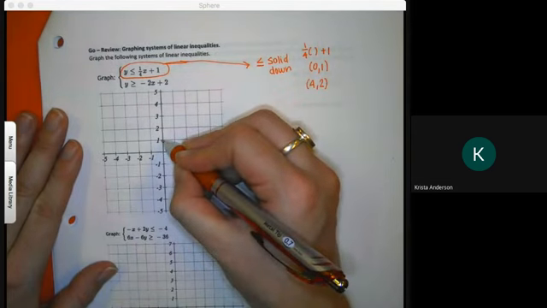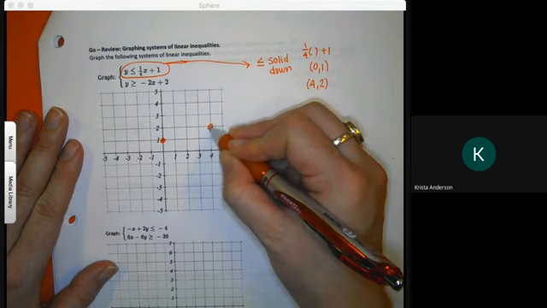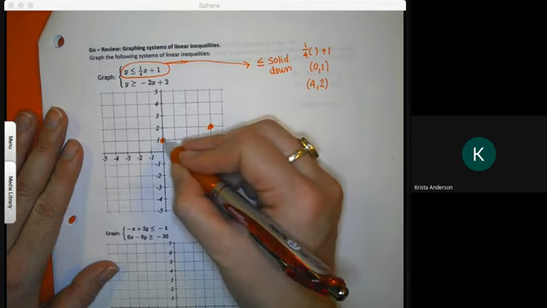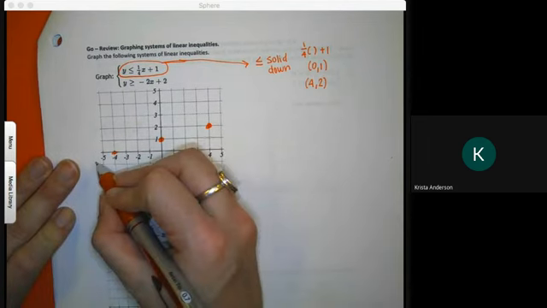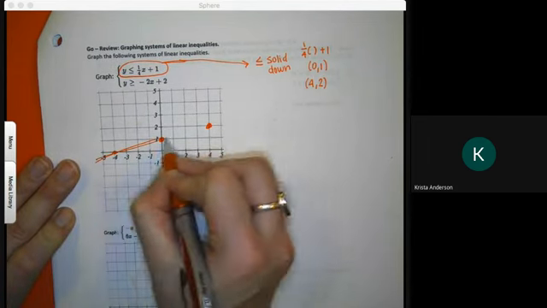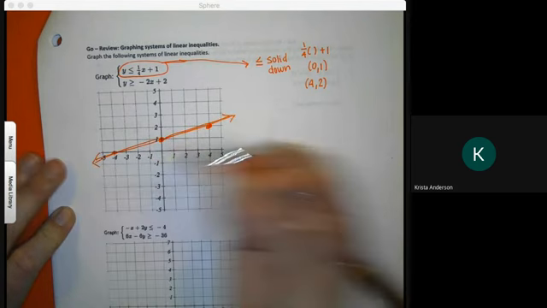0 is up 1. 4 is up 2. It is a solid line, and I would shade down.